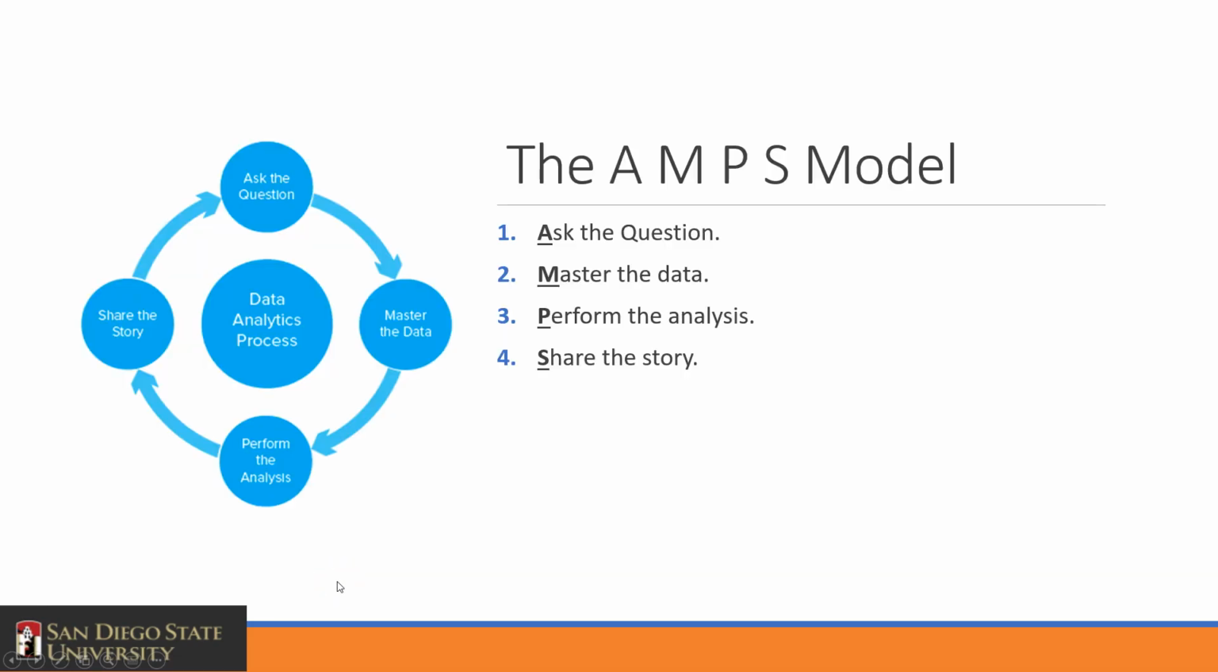So how do we do this data analytics? A common model, what we call the AMPS model, is used. This is not any fancy model that you would think about. It just means the four steps for when we have big data and how we deal with it.